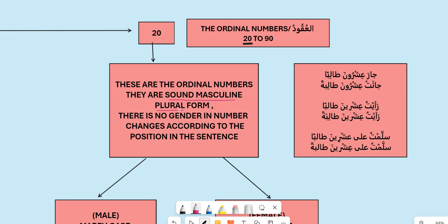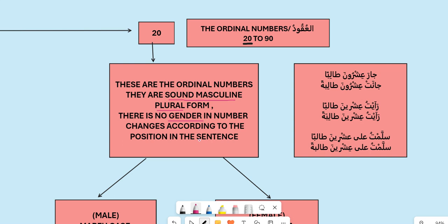And now in this case, there is no gender change in the numbers, in Ishrun. The change comes according to the position in the sentence. So what rule are you going to follow? Since from number 20 to 90 they follow the Jama Muzakkar Salim structure, they will follow the rule of Jama Muzakkar Salim. What are the rules of Jama Muzakkar Salim?